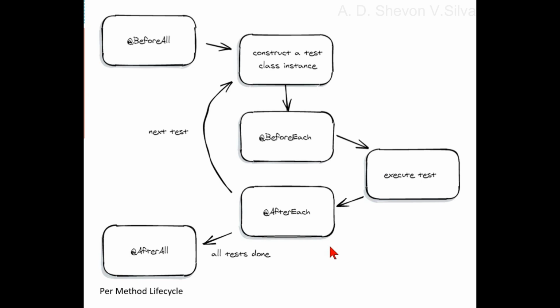Annotation interface @AfterEach. @AfterEach is used to signal that the annotated method should be executed after each @Test, @RepeatedTest, @ParameterizedTest, @TestFactory, and @TestTemplate method in the current test class.